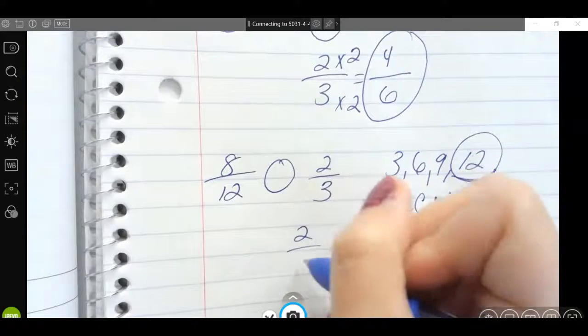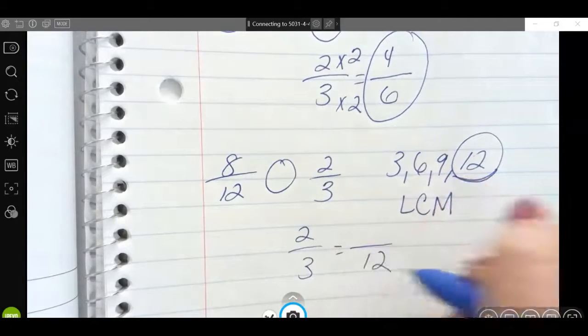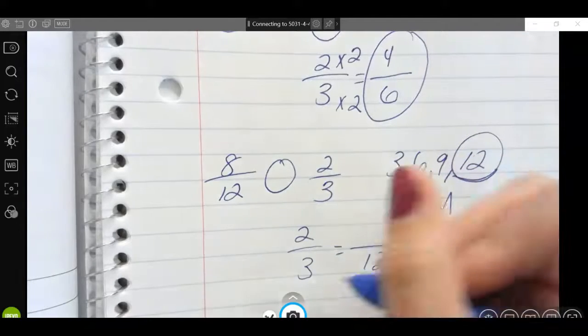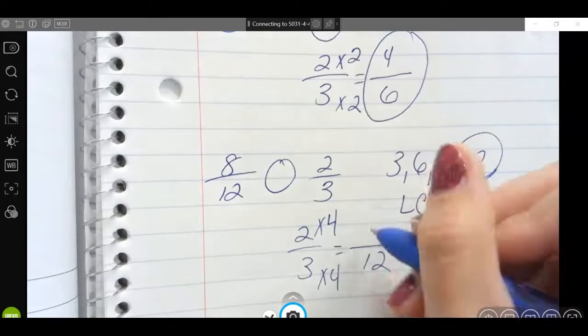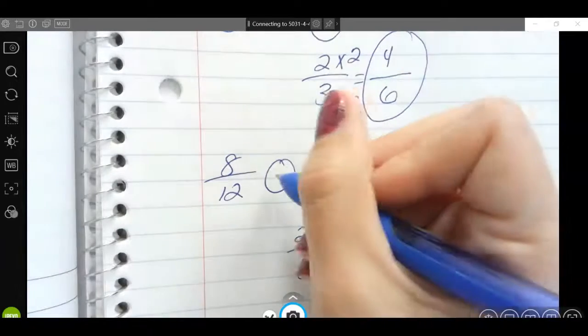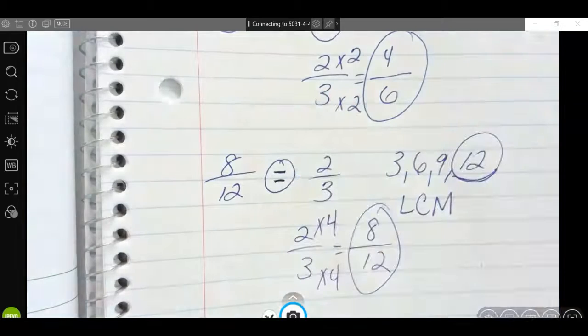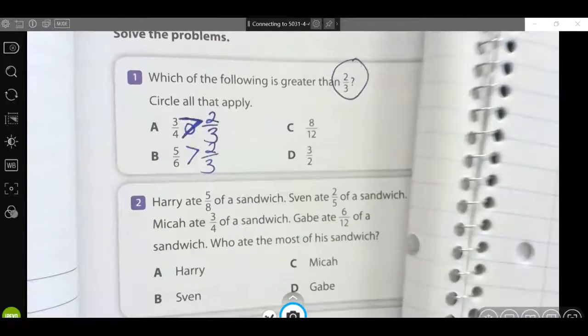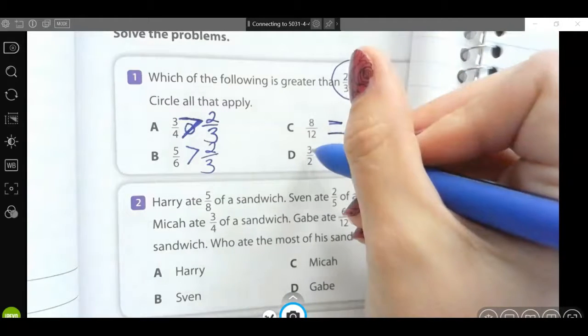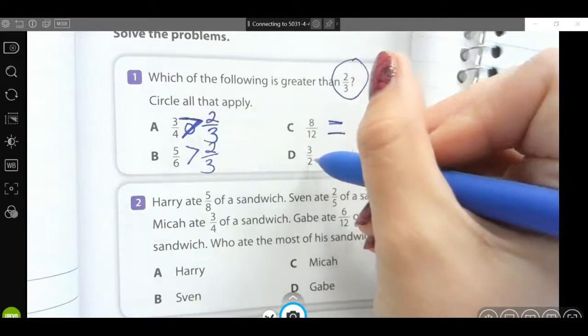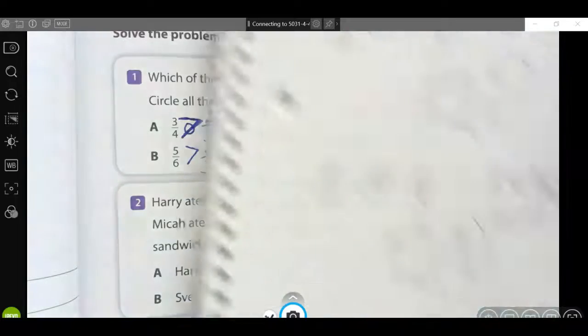Can I see what it is? 2/3. Hold on, Liam. Liam, how do I go from 3 to 12? Times 4. Okay, so the 2 I have to multiply by 4. So it would be 8, so it's equal. Ooh, so it's equal. Do you guys see how it's equal? Yes. Yep. So I put an equal sign here. And then I have 3/2.